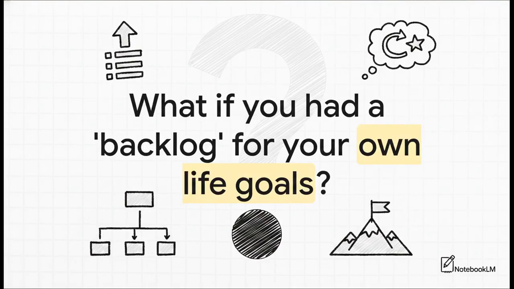And that kind of leaves us with one last question to chew on. This whole system brings incredible focus to building complex products. But what if you applied that same thinking to your own life? A single, prioritized list of what's most important to you, something you're always refining. What would be at the very top of your personal backlog?